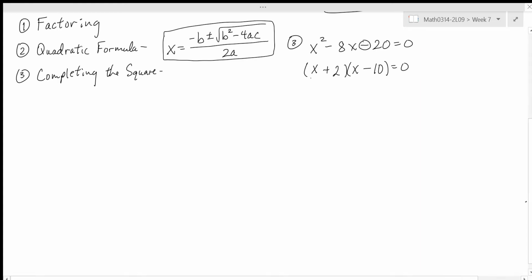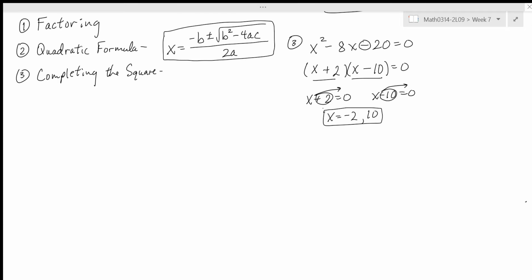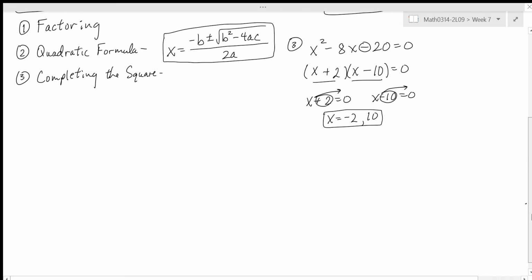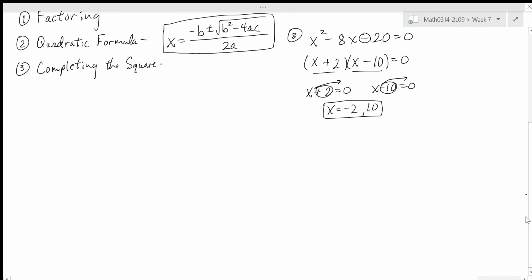And so now that it's factored, I can set each factor equal to 0. And moving the 2 over gives me -2. -10 comes over, makes +10. Anybody have any questions about that? How many answers did we get? What about on number 1? Does every quadratic have 2 solutions? Yes, it does. Every quadratic has 2 solutions.